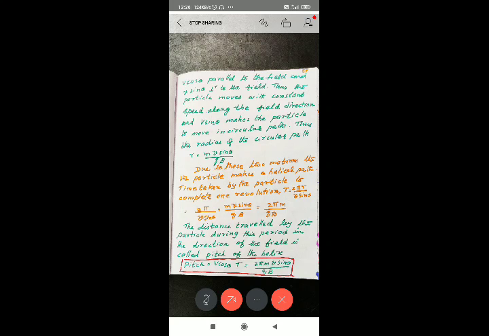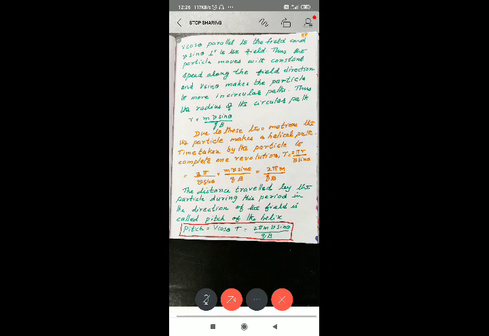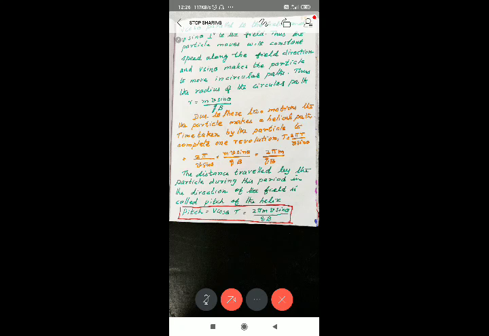Time period, the time taken by the particle to complete one circular motion, is 2 pi m by bq. We have to learn it by heart: 2 pi m by bq. Frequency will be the inverse of that, bq by 2 pi m. So now we got the time taken by the particle to complete one circular motion or one revolution, T equals 2 pi m by bq.